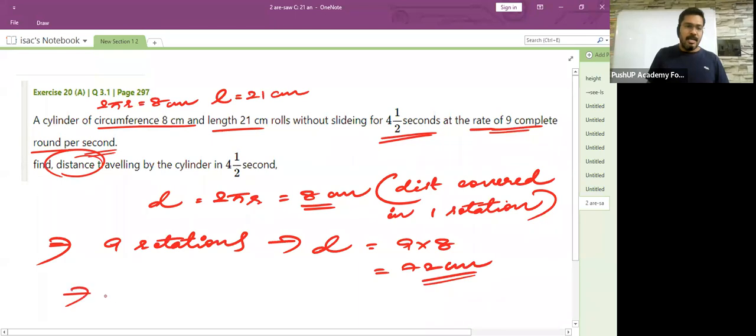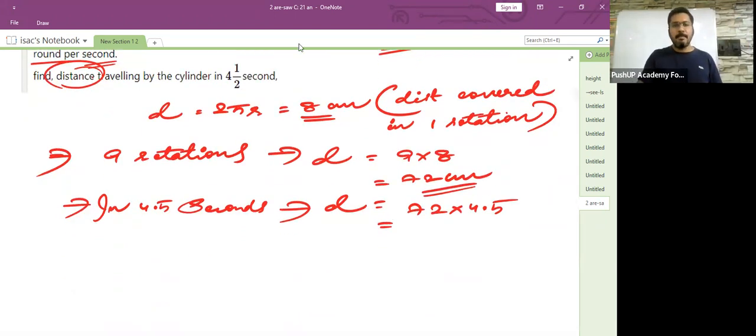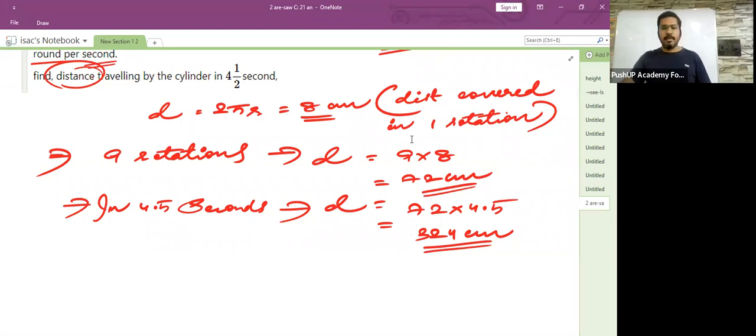Yes. So children, in 4.5 seconds, what is the distance covered? So 72 centimeters was the distance covered in 1 second. So in 4.5 seconds, it would be 72 into 4.5. How much would be the answer? 324. Sure. 324 centimeters. How many of you are getting this? 324. Jovan got it. 324. Maria got it.